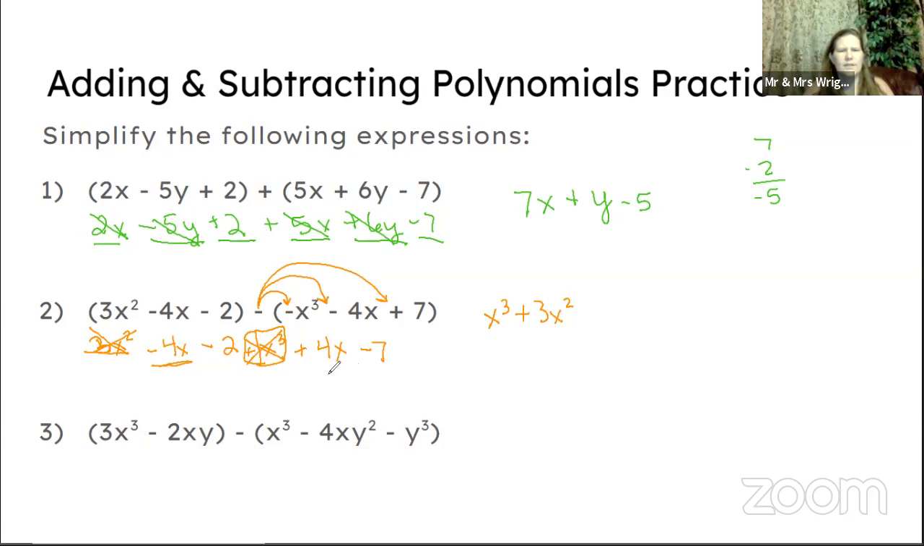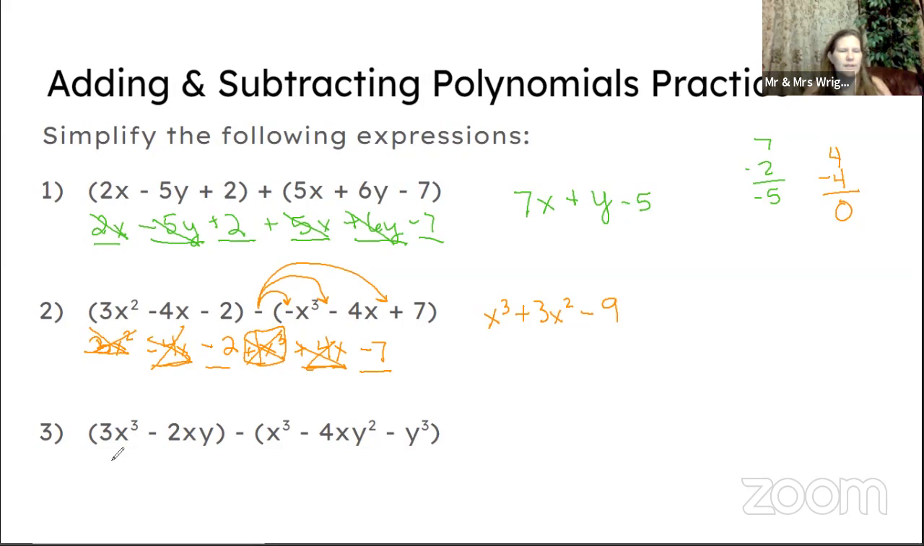I see an x to the power of 1 here and here. Now that's a positive 4 and a negative 4, which make 0. So they cancel out and I don't have to write them down. Okay, now my constants, negative 7 and negative 2, make a negative 9. So I've got x cubed plus 3x squared minus 9.